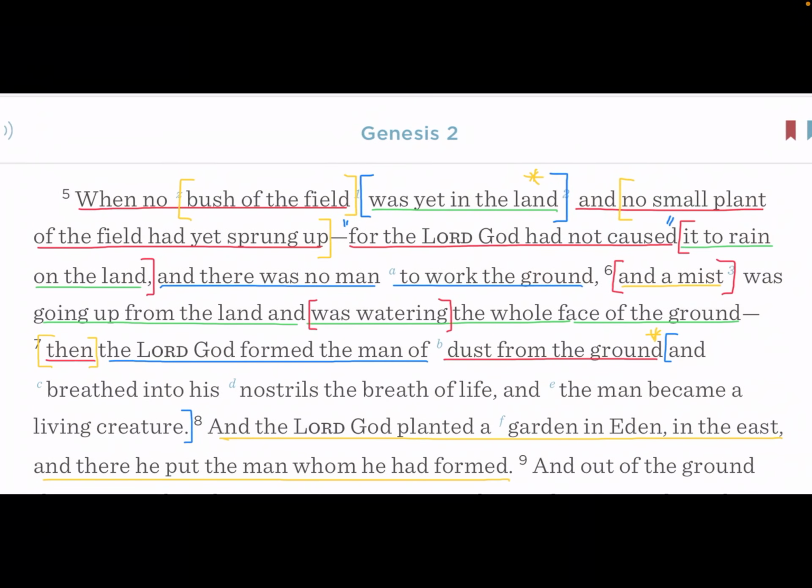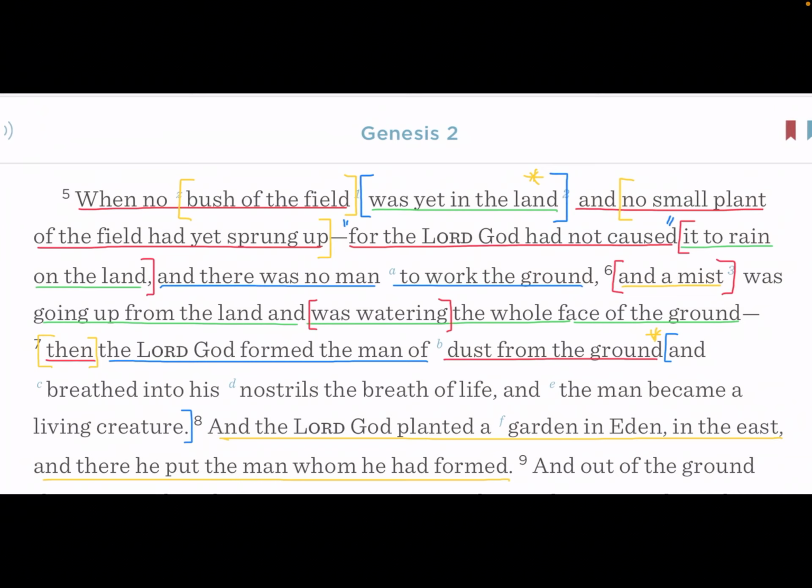It's very interesting as this continues. It says, a mist was going up from the land and was watering the whole face of the ground. Then the Lord God formed the man from the dust of the ground and breathed into his nostrils the breath of life, from the dust of the ground, from the dry land.